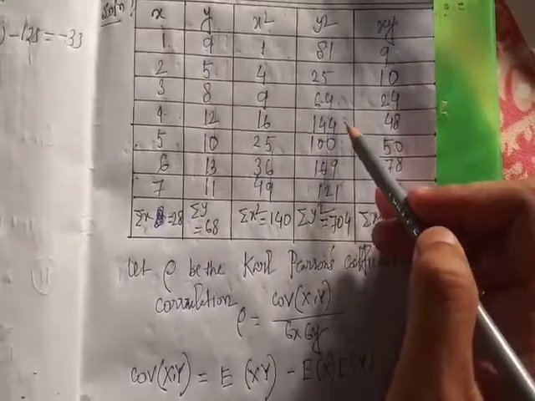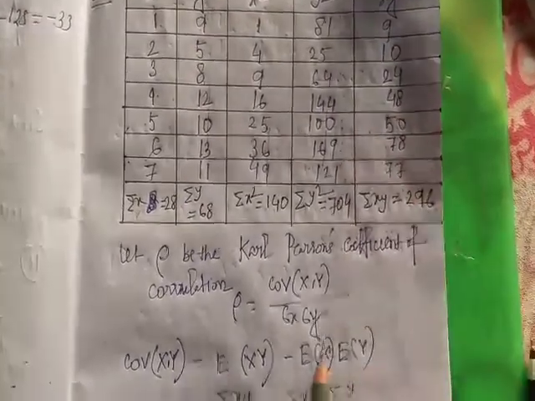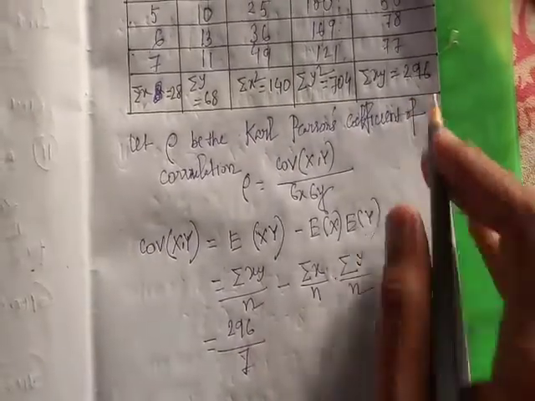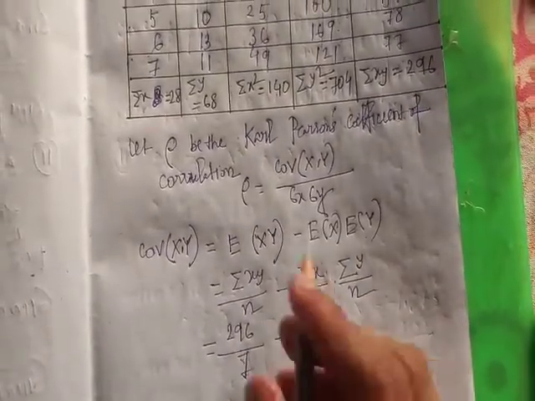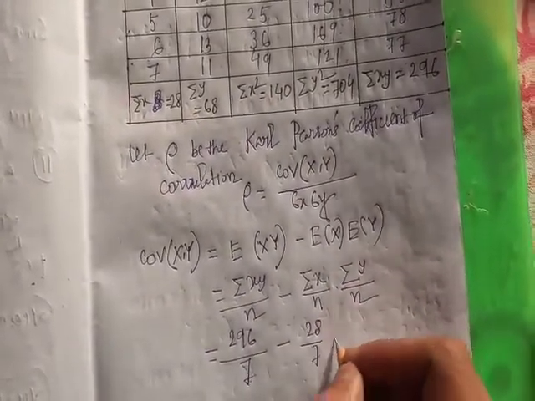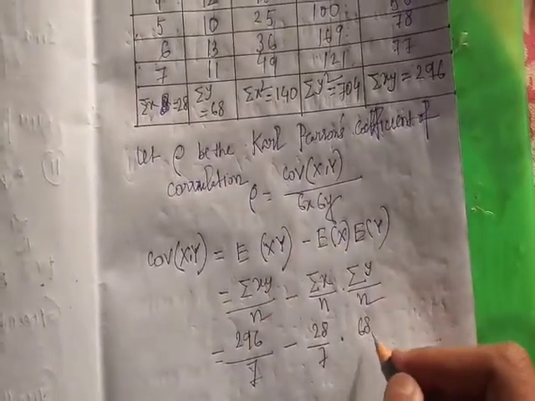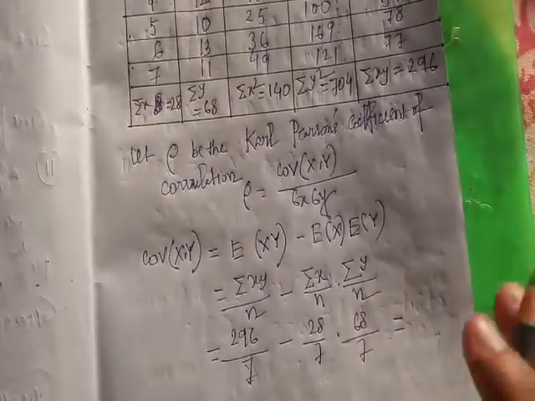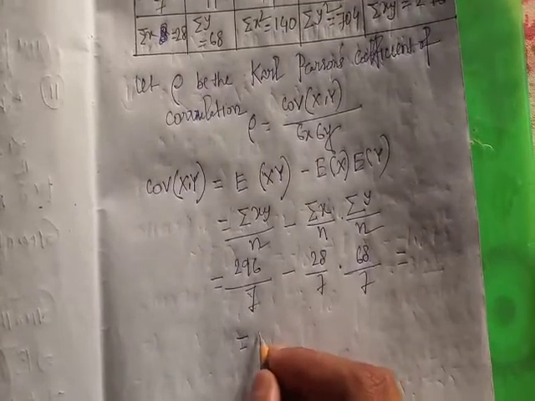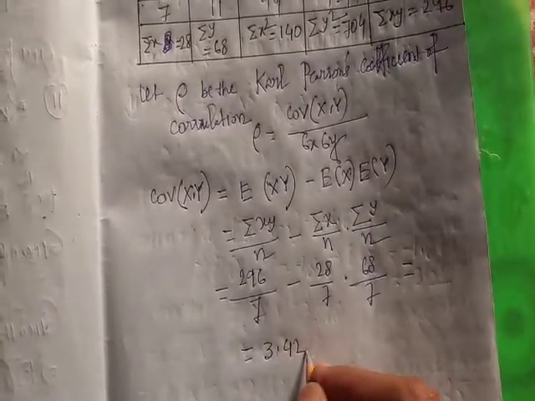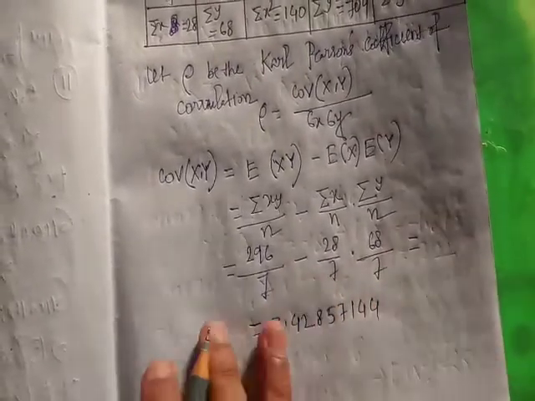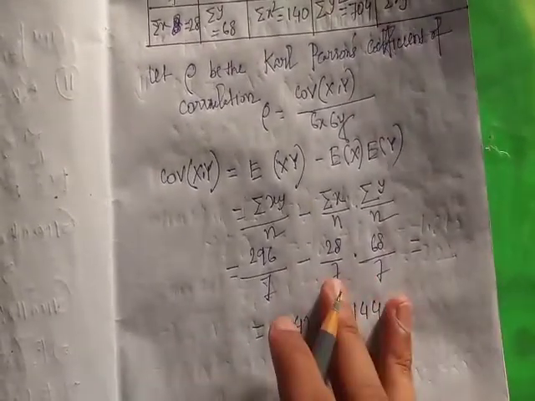Total number of data is 7. Summation xy is 296. So 296 by 7 minus summation x, 28 by 7, into summation y, 68 by 7. After calculation, the covariance of xy is 3.42857144.